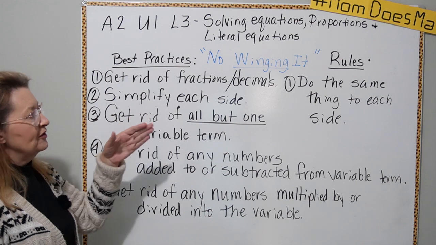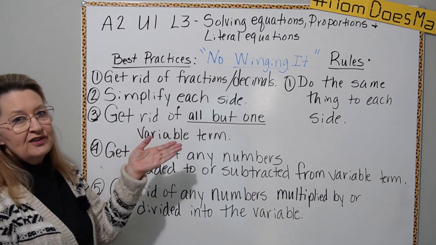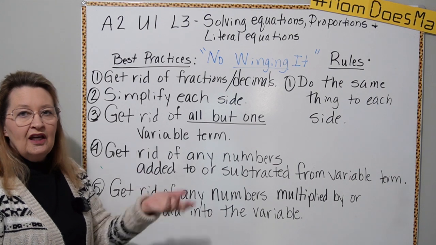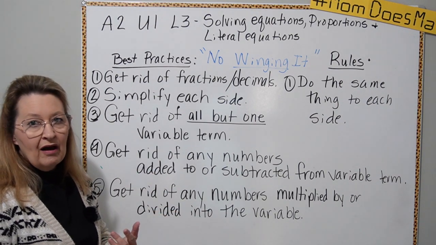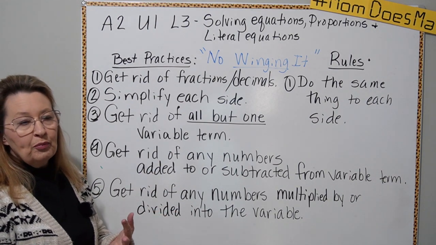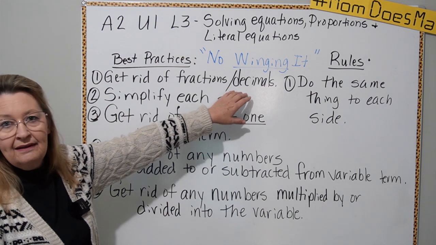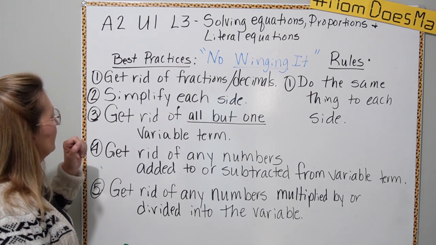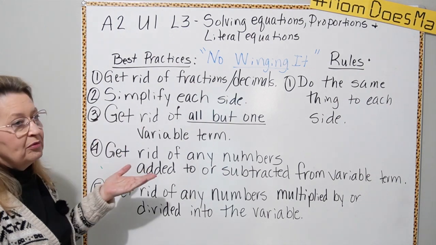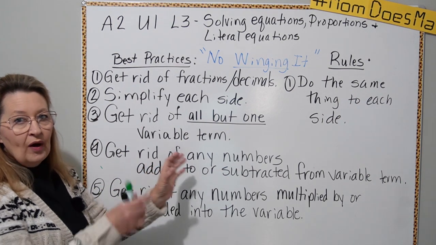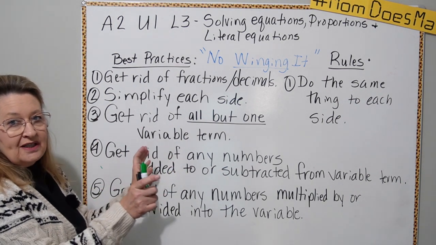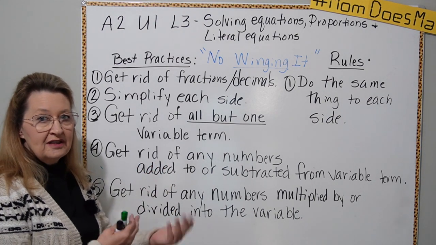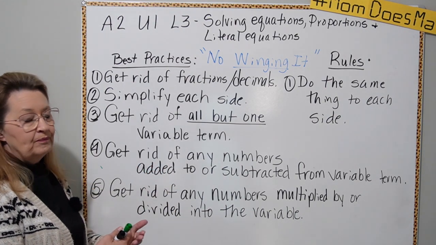The first thing that's best to do is to get rid of fractions or decimals. And you do that by multiplying by a common denominator, or multiplying by a 10 or a factor or multiple of 10 to get rid of a decimal. All right, the next thing is to simplify each side. An equation has two sides, one on each side of the equal sign. Look at each one separately and use PEMDAS. Simplify anything that you can.